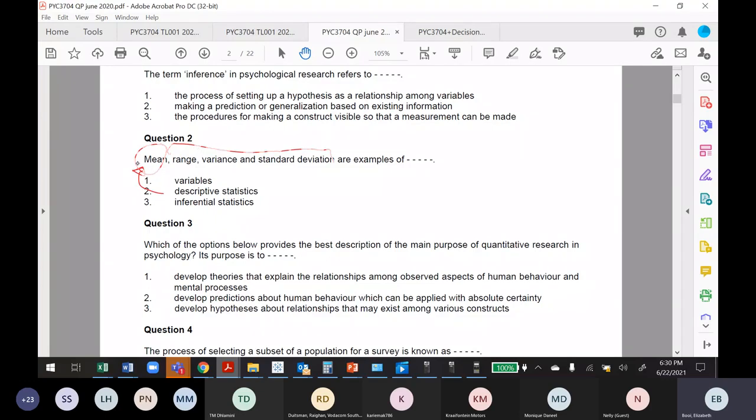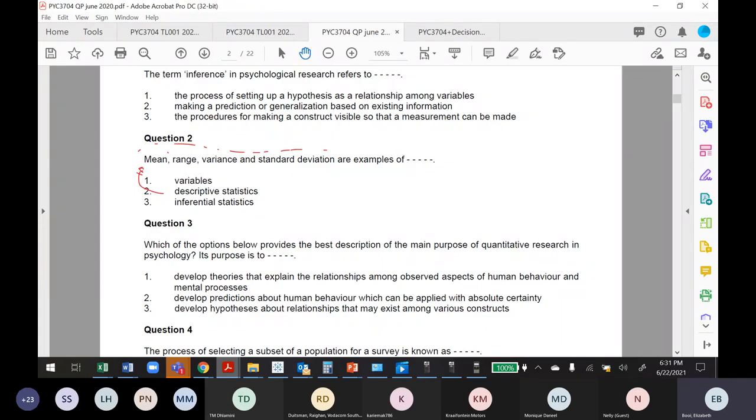These are also part of the descriptive statistics. They are all part of descriptive statistics. There's no problem with this question. Let me come back to F now. So, two branches of statistics, descriptive statistics and inferential statistics.